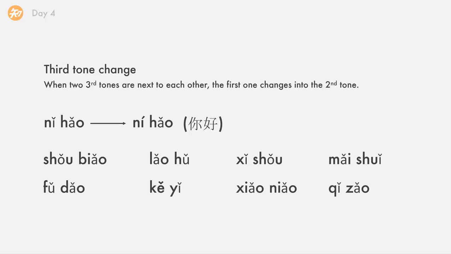The first situation is the third term change. When 2 third terms are next to each other, the first one changes to the second term. For example, 你好 are 2 third terms. Then, when we pronounce them, we change 你 to 你, so it's 你好. We have more examples here. Just read after me.